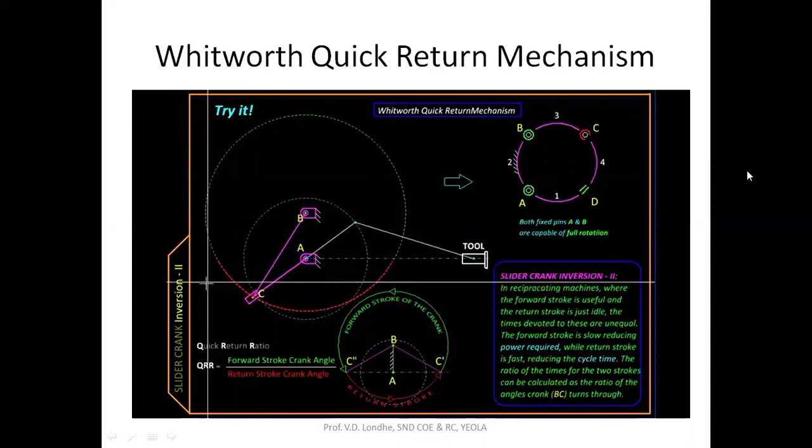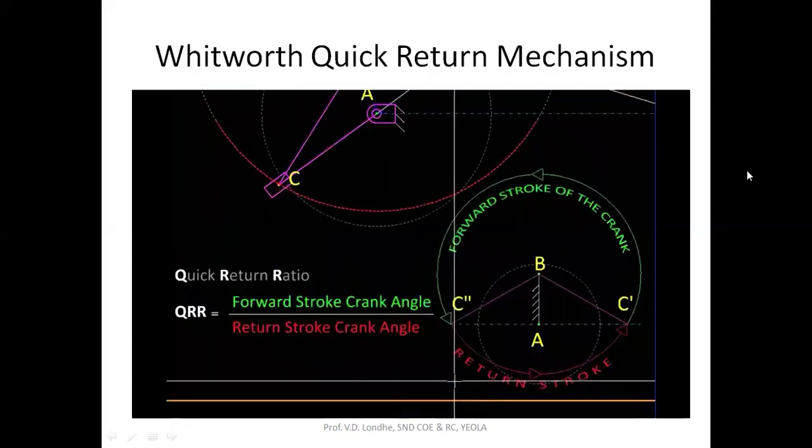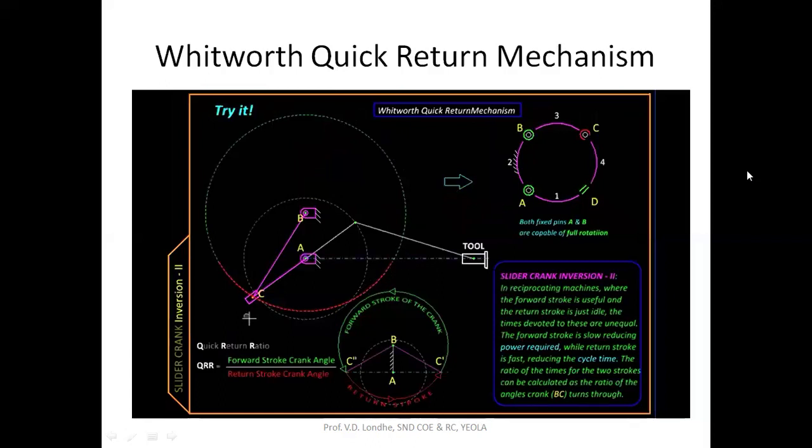This quick return characteristic of a mechanism can be quantified using a ratio called the quick return ratio. It is the ratio of the angle turned by the crank during the forward stroke of the tool divided by the angle turned by the crank for the return stroke of the tool. Since the crank is usually connected to an electric motor, these angles directly translate into the time taken for the forward and the return stroke. So the ratio of these two angles is the ratio of the two time slices within which the tool is moved forward and then brought back. That is the quick return ratio. The mechanism that we saw here is called the Whitworth quick return mechanism, and it is derived from the second inversion of slider crank.